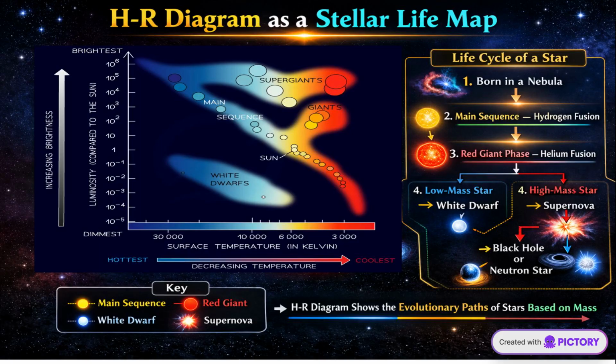The HR diagram is not just a classification tool, it is a map of stellar life. It shows how stars are born, how they evolve, and how they eventually die. From the main sequence to red giants, and finally to white dwarfs, neutron stars, or black holes. All evolutionary paths are encoded in this diagram. In essence, the HR diagram tells the complete story of stars.